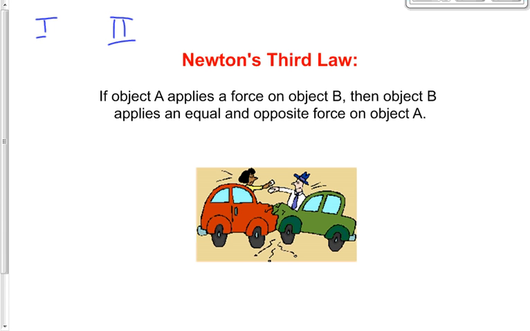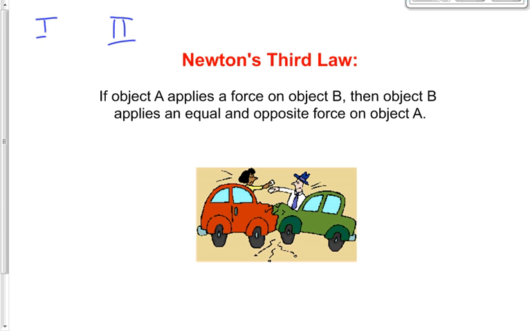The third law is a little bit different. This talks about the interaction between two objects, not the actual motion of one object. The third law talks about the interaction when one object collides with, hits, or pushes another object. And it says, and you guys have heard this a million times through your schooling, for every action, there's an equal and opposite reaction.